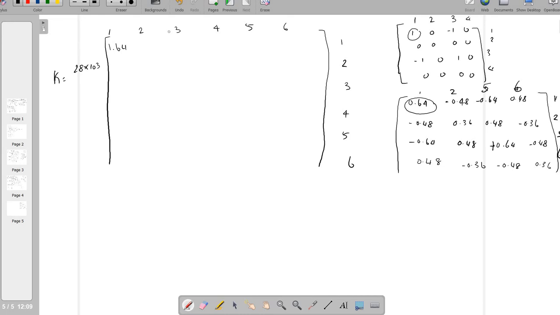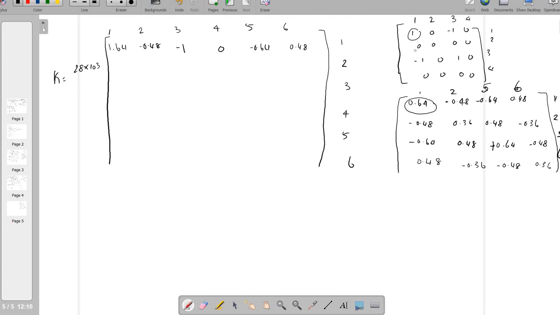We need 2. Here 2 is 0, and here it is minus 0.48, so simply minus 0.48. We need 3: 1 is minus 1. There is no 3 in the second matrix, so you directly put the value of 3 as minus 1. 4 is available only in the first matrix, so 0. 5 is available in the second matrix only, so it is minus 0.64. 6 is available only in the second matrix, so it is 0.48.